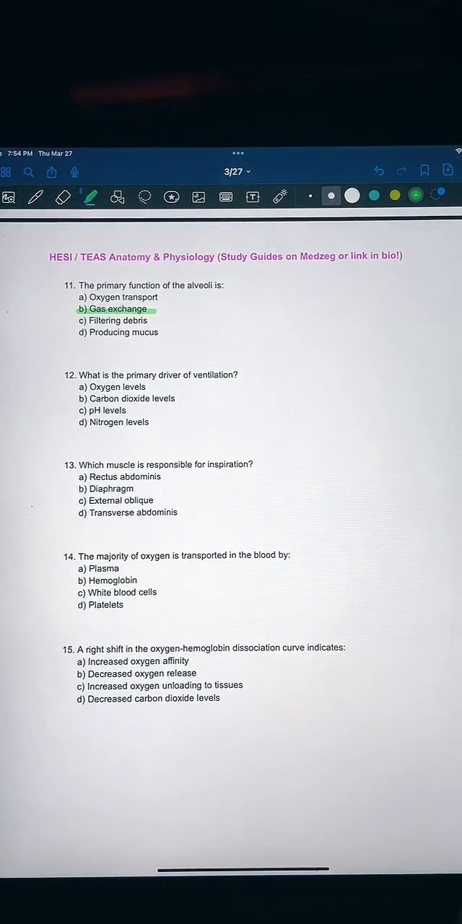The answer is B, gas exchange. Number 12, what is the primary driver of ventilation?